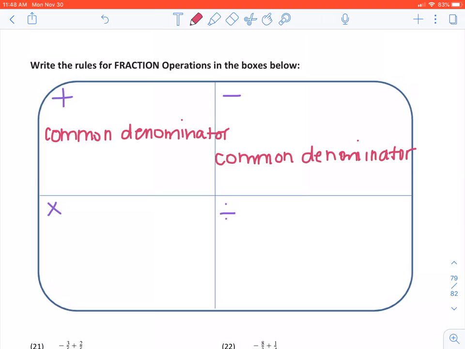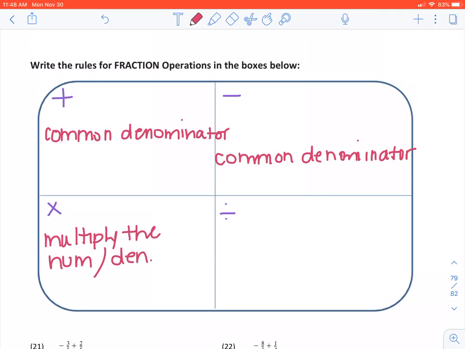Now for multiplying, it's pretty simple. You can cross cancel if you want to. Otherwise, you are just going to multiply the numerators, the top numbers, and then you're going to multiply the denominators. So you're going to do both of them separately unless you want to cross cancel.